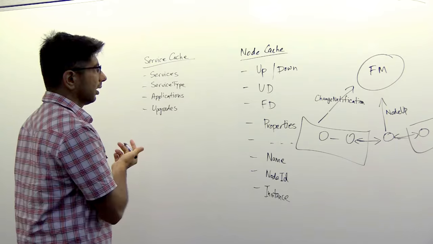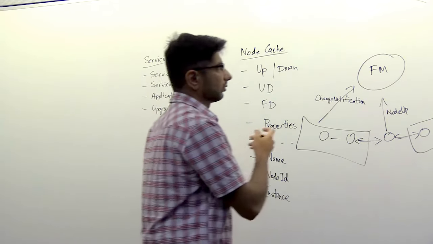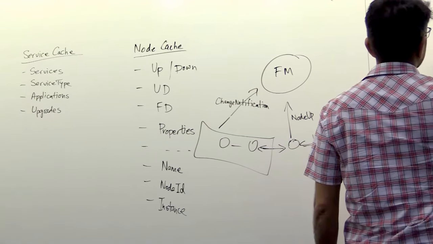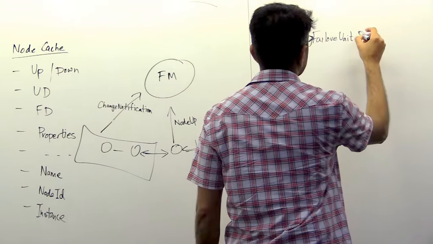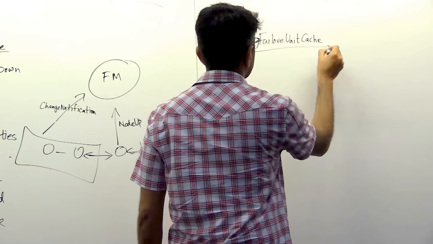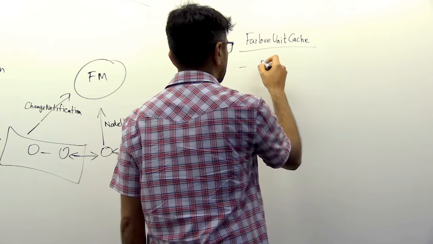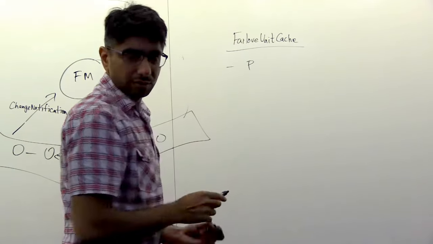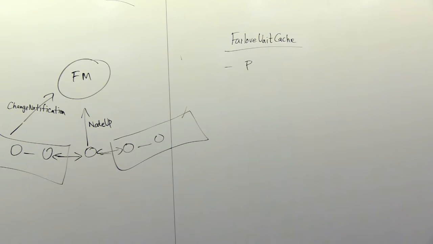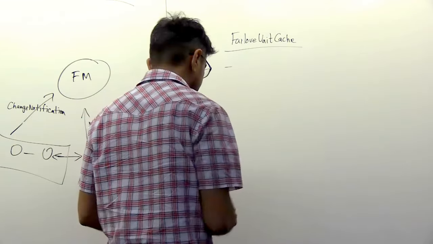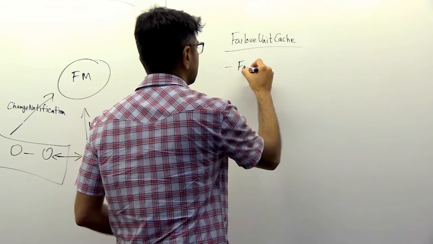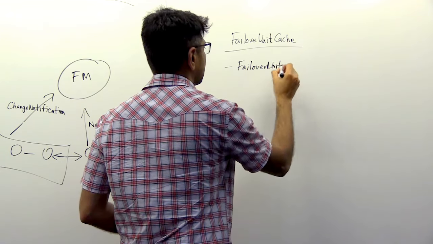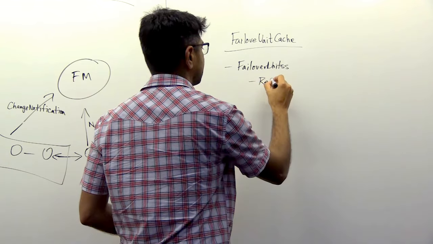And then we have the failover unit cache. So this is the important data structure. It has the list of all the partitions or failover units, and which is a list of all the replicas.